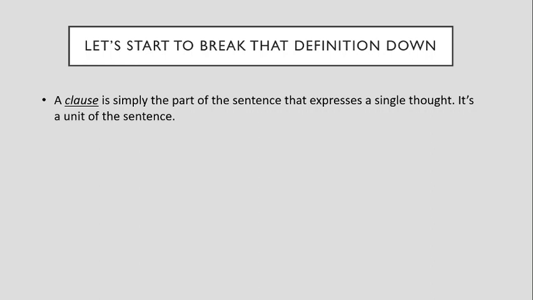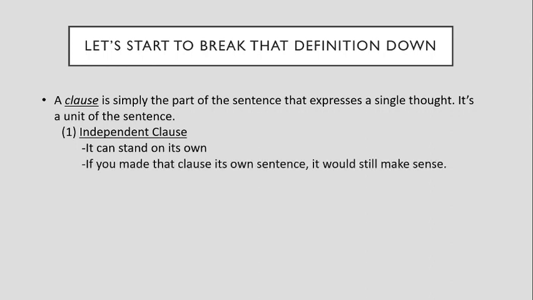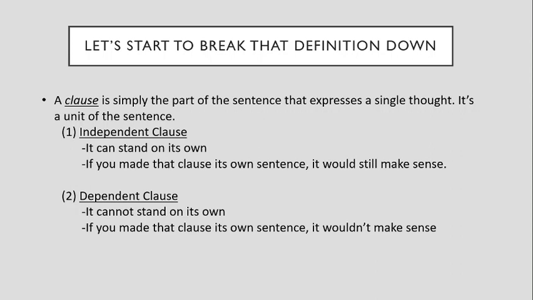There are two main kinds of sentence clauses. The first is an independent clause. With an independent clause, it can stand on its own. That means that if you took that clause and you made it its own sentence, it would still make sense. The second kind of clause is a dependent clause. Now, this is when a clause cannot stand on its own. If you took that clause and you made it its own standalone sentence, it wouldn't make sense because something is left out.